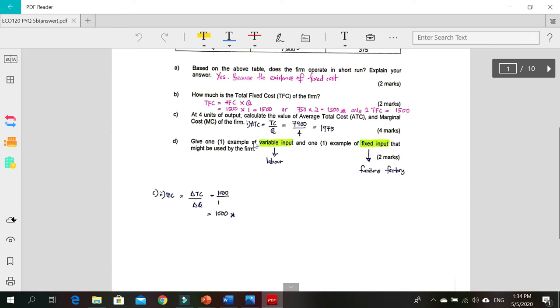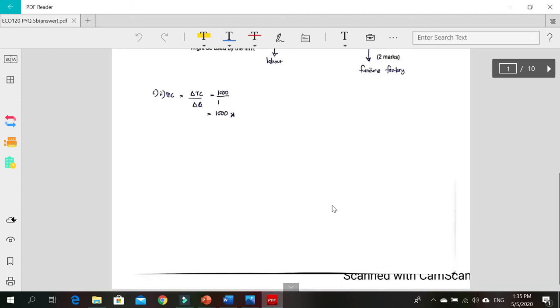Okay, give one example of variable input. Bukan dia nak variable cost. Kalau dia nak cost, you kata salaries. Sekarang dia nak input. Input dia adalah labor. And one example of fixed input. Fixed input adalah factory kita. Okay, so that one is the first question.